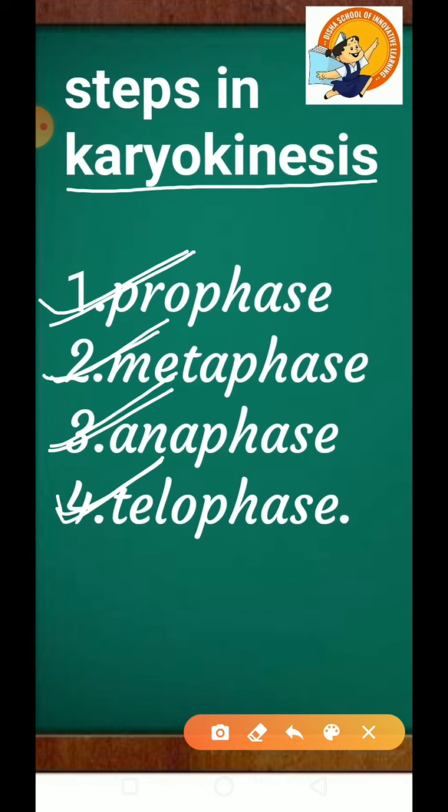In these phases, the process of karyokinesis is completed, and after karyokinesis, cytokinesis takes place and the process of mitosis is completed. Means the division of the somatic cells takes place to form the daughter cells.